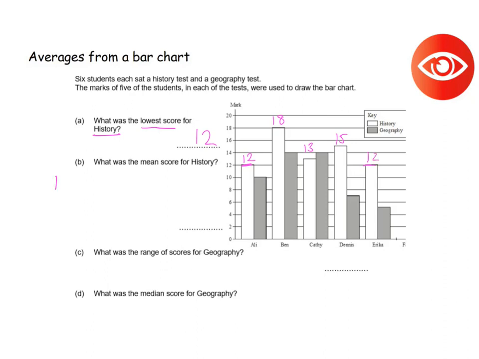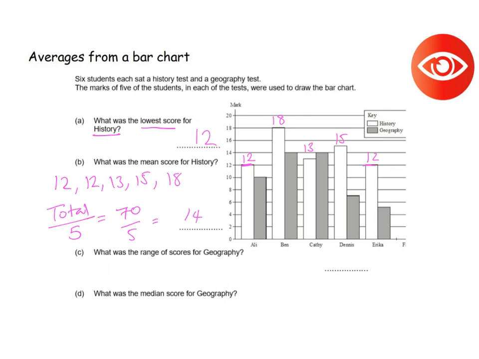So to find the mean, I'm just going to write them here so you can see them. We're going to find the total and then divide it by the amount of numbers there are, which in this case is 5. That's going to give us 70 divided by 5 to give us 14 for our mean.